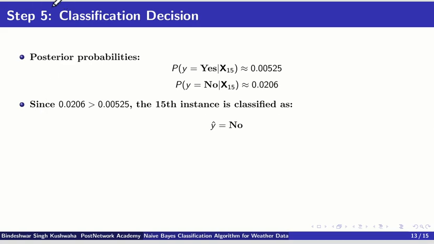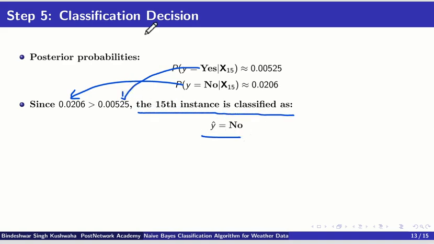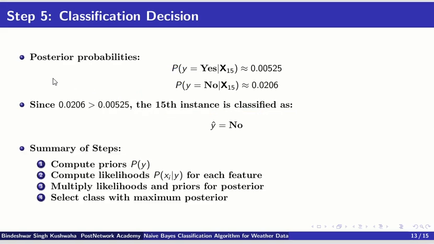So if you compare, these are the posterior probabilities. No is greater than yes. So the fifteenth instance is classified as no. So the class for instance 15 is no. So summary of steps, you can say that compute priors, compute likelihoods. These two are very important. Multiply likelihoods and priors for posterior and select the class with maximum posterior, and that would be the prediction.